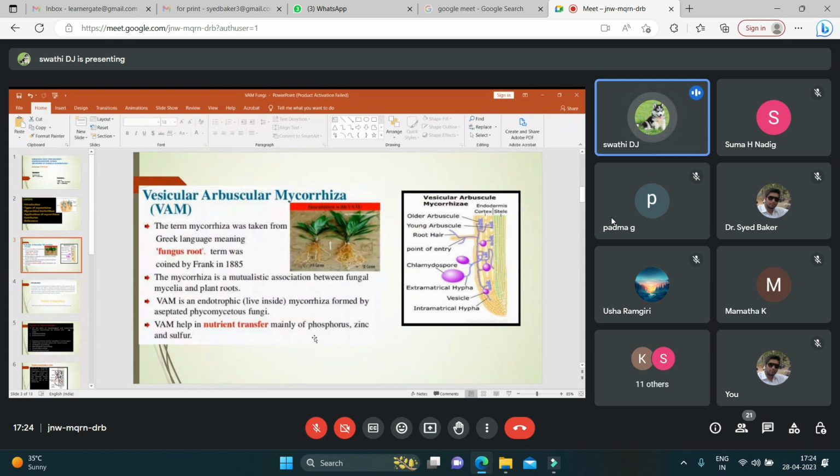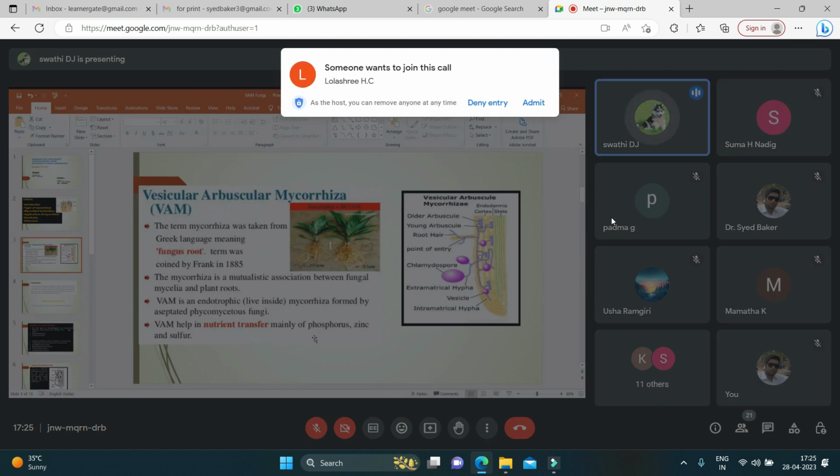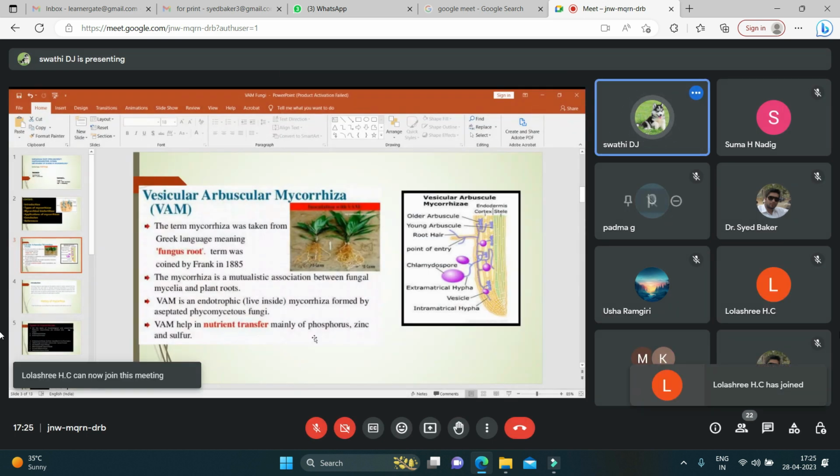VAM is an abbreviation that stands for vesicular arbuscular mycorrhiza. This is derived from the Greek language, which is also known as fungus root. This was termed by scientist Frank in 1885. This mycorrhiza is a mutualistic association between fungal and plant roots. These VAM live inside mycorrhiza formed by aseptated Phycomycetes fungi.